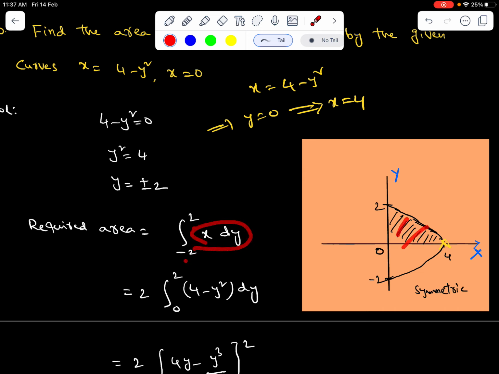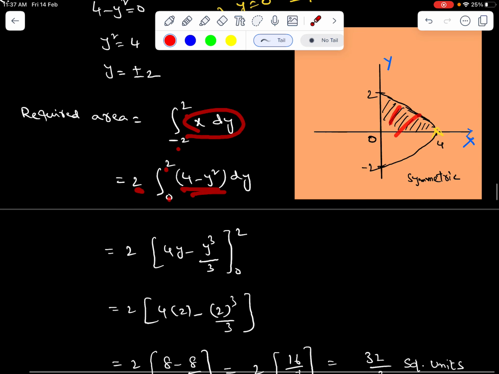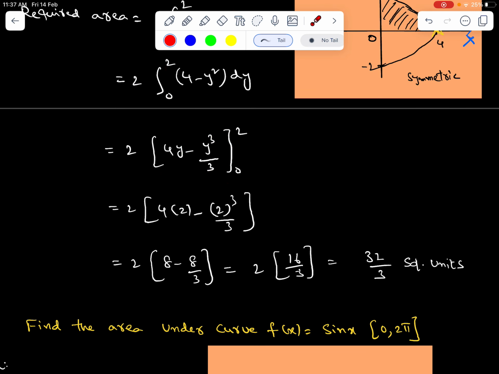But it is symmetric. Therefore, 2 into integral 0 to 4 minus y square. Therefore, 4y minus y cube by 3, 0 to 2. That is equal to 8 minus 8 by 3 into 2, that is equal to 32 by 3 square units.